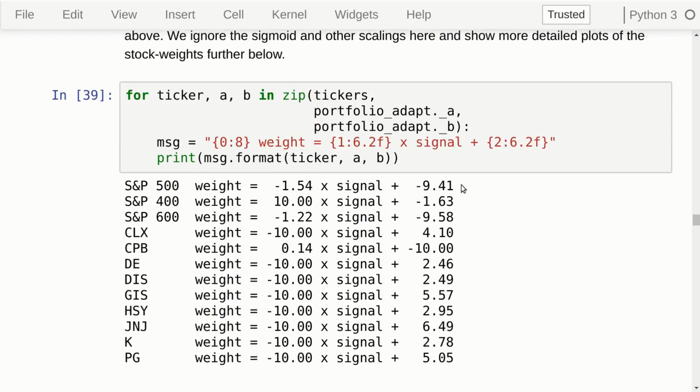So anyway, these are just showing the linear formulas with the parameters that we just found. For the S&P 500, the weight is minus 1.54 multiplied by the signal minus 9.41. And then you have to wrap this in the sigmoid, and you have to do some other scaling and limiting to ensure that the portfolio weights sum to 1 at most. But this just shows you the raw parameters for the formulas that we found in the optimization.